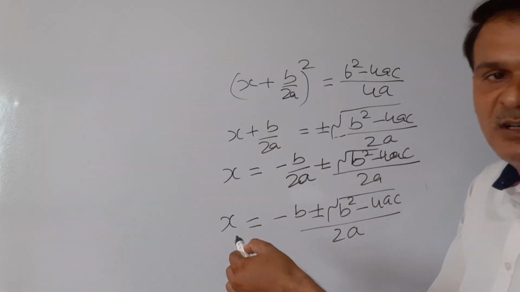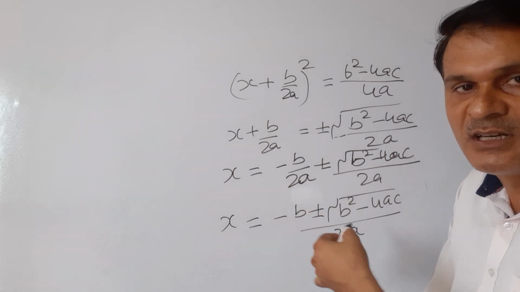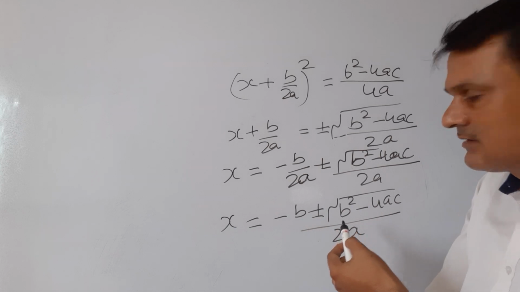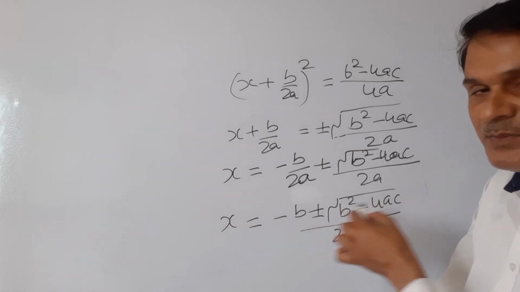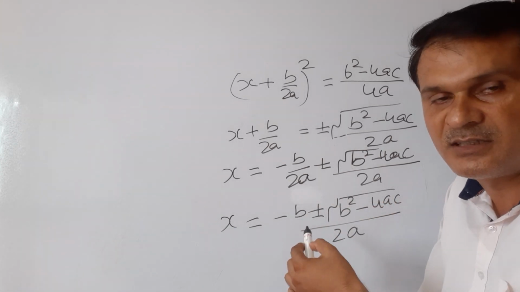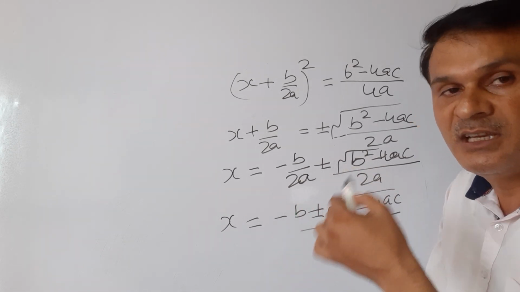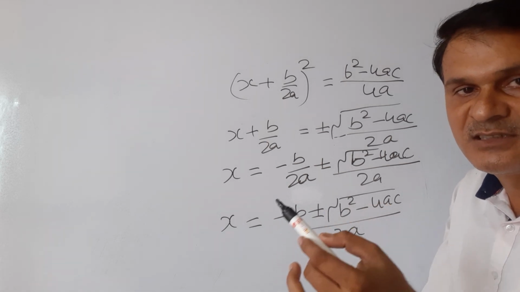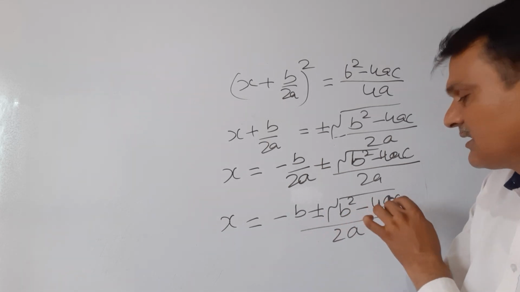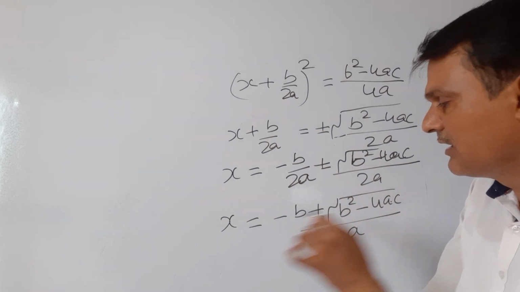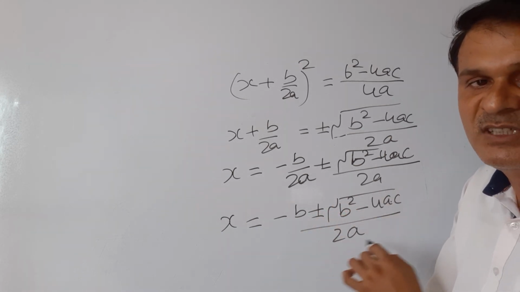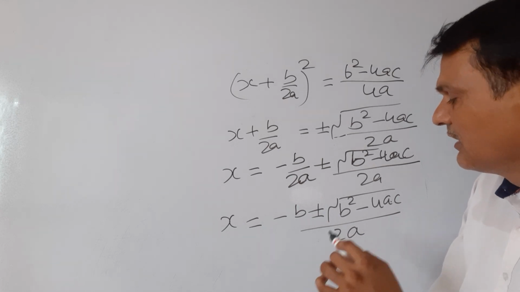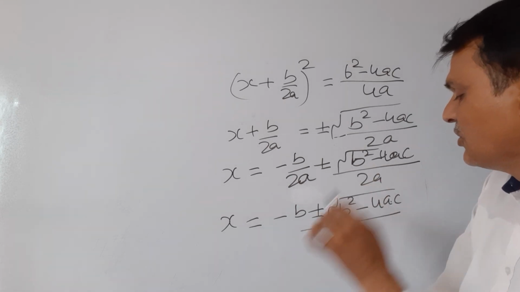This is the formula to solve the quadratic equation where a, b, c are integers, and b square minus 4ac is the deciding factor whether roots exist, equal roots or no roots exist. So b square minus 4ac is called the discriminant of the equation, and this has three cases.